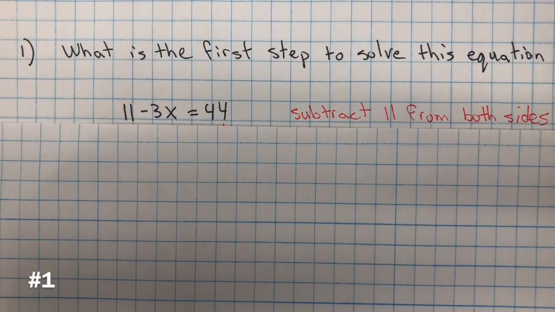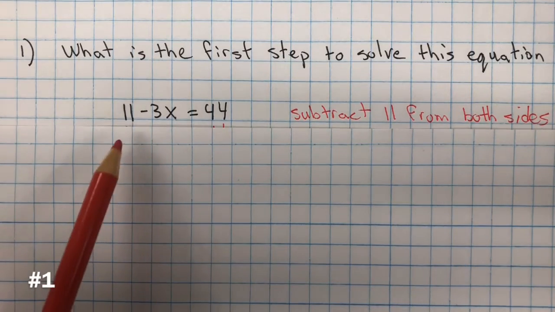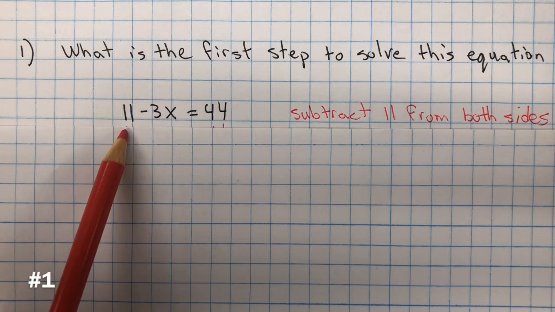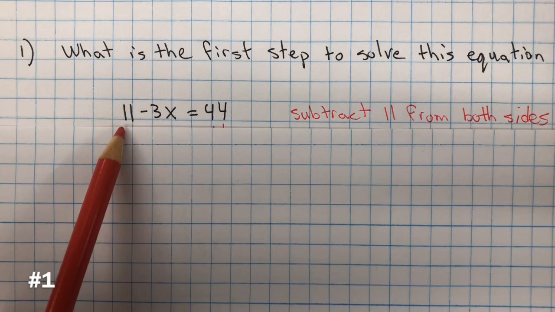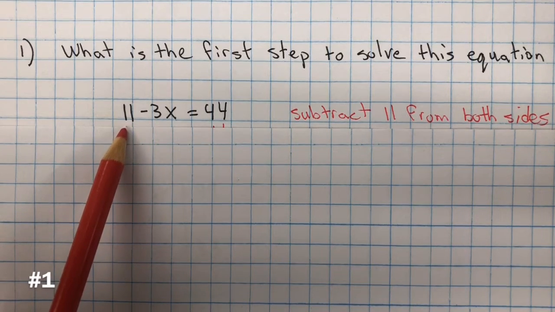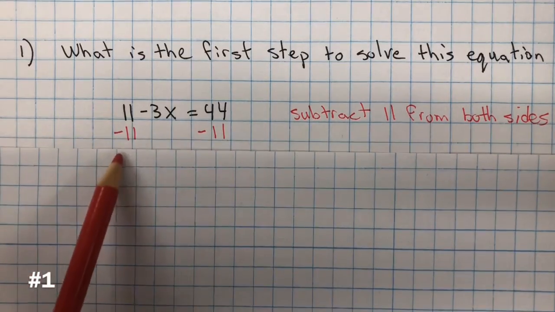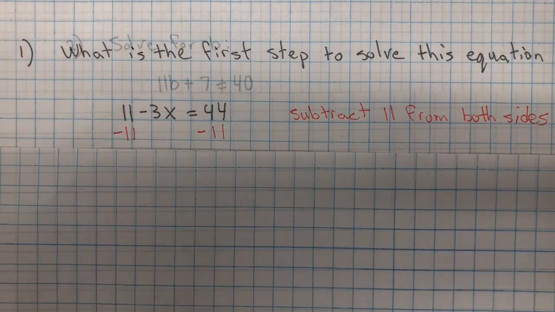For number 1, what is the first step to solve this equation? Well, to solve this equation, you're going to do the inverse property of addition, which is subtraction. So you're going to subtract 11 from both sides.